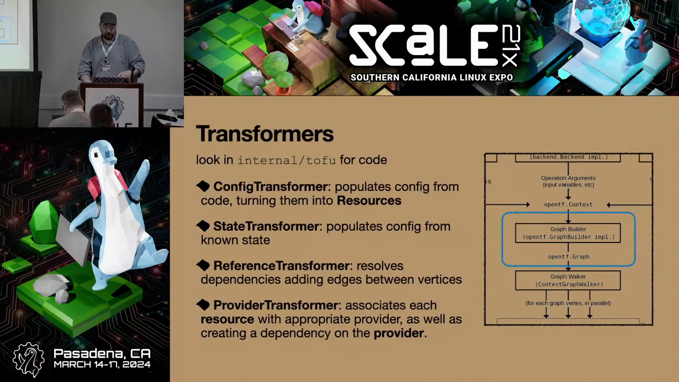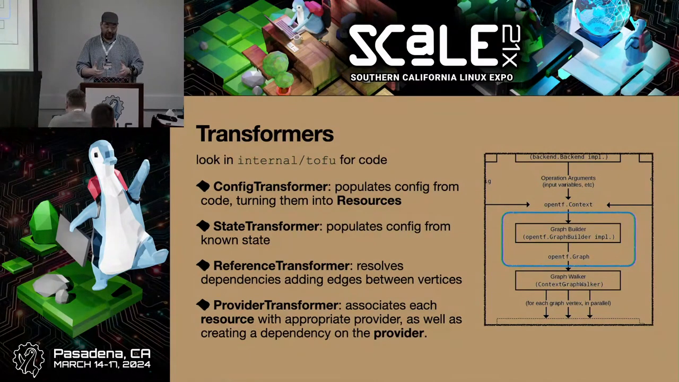The transformers as they happen, here's a sample of four, but you can read your own. There's plenty in there. The config transformer populates config from code, turning them into resources. What does that mean? It means it's actually loaded up the module library, whatever HCL you've written in your local files, and then it matches those to resource vertexes. The state transformer basically does the same thing, except it's the side pulling in from state.